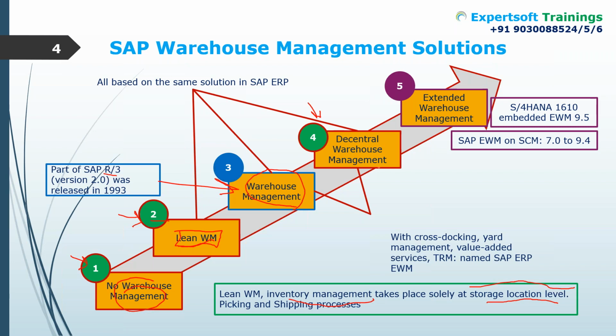Then gradually SAP came up with SAP EWM, and this EWM module was initially on the SCM server. SCM is basically a separate SAP product, supply chain management, and all the previous versions of EWM before the embedded version are on SCM. So from 7.0 to 9.4, they are all on the SCM system.